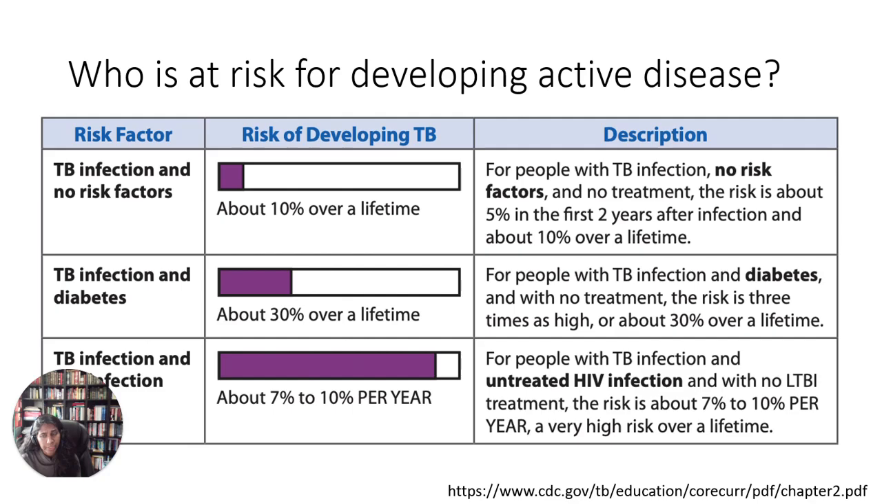And then those who are co-infected with HIV and TB have a very high rate of progressing to active disease. The risk is about 7 to 10% per year, and so over a lifetime, really over 10 years, their risk is 100%. That's why all patients living with HIV need to be screened for latent TB infection. And if they are positive, they need to be treated as soon as possible so they do not develop active TB disease.